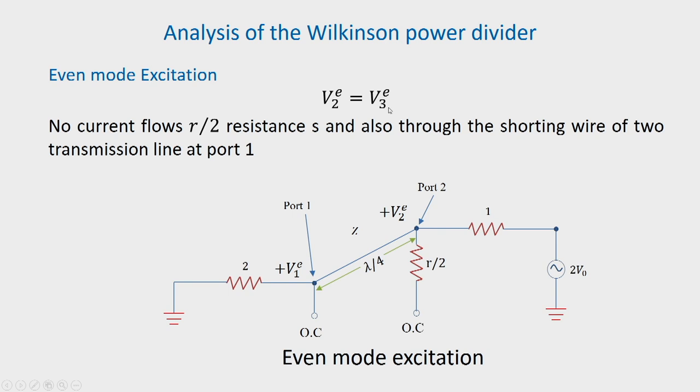And when we have V2E same as V3E, they are at the same potential and no current flows through the R2 resistance, because it has become open here, and also through the shorting wire of the two transmission lines at port 1. So, here we can see it is an open circuit, and we have VG2 equal to 2V0.